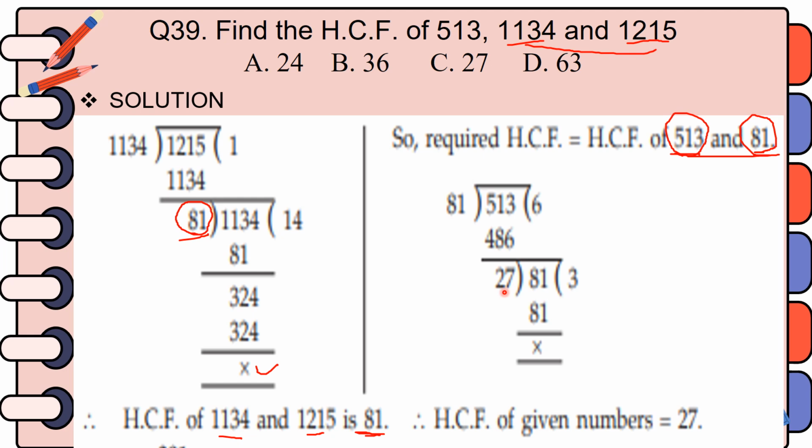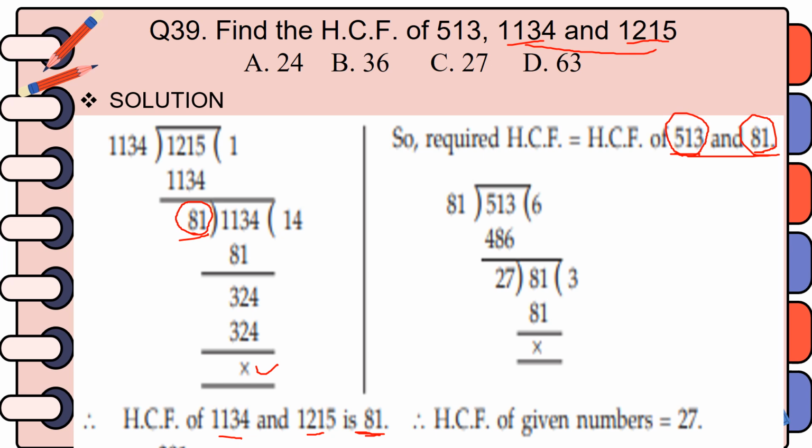You get 27 as a remainder. This is the first step. Again, take the divisor, that means 81, which is also the smaller number. Divide 81 by the remainder, 27. Divide 81 by 27. How much? 3 times 27 is 81, and when you deduct it, you get 0 as a remainder.